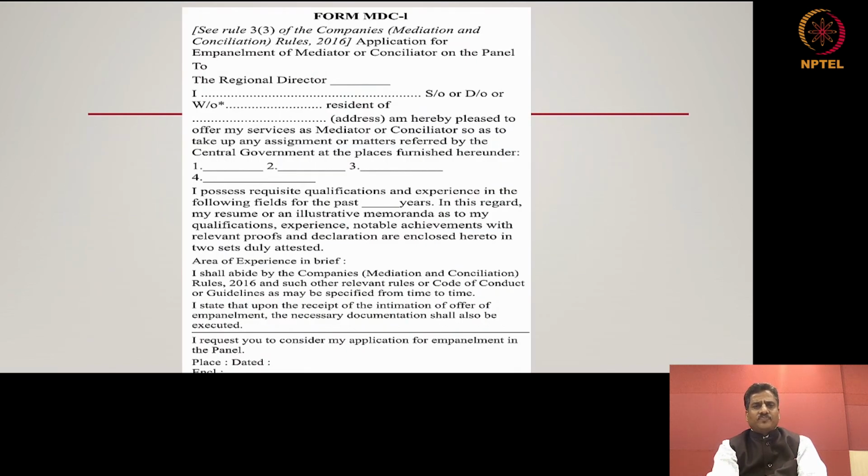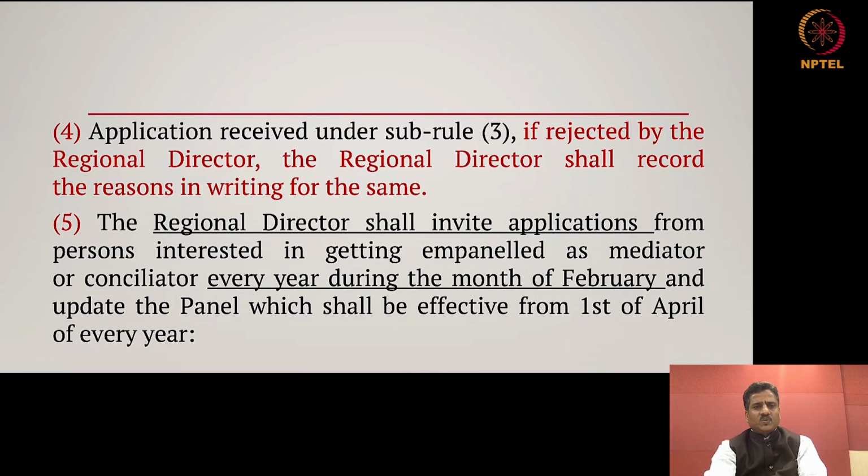This is a format which contains the minimum information. It has to be submitted by the interested person who wants to become a mediator or conciliator. So all the details in this format he has to fill and submit to the regional director. Then clause 4 talks about the application received in that particular format. If rejected by the regional director, then the regional director shall record the reasons in writing why it was rejected.